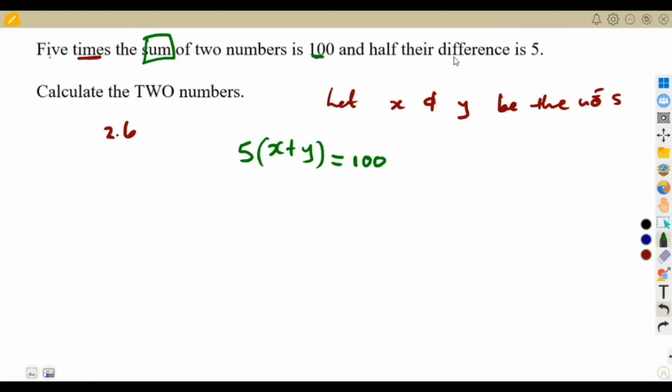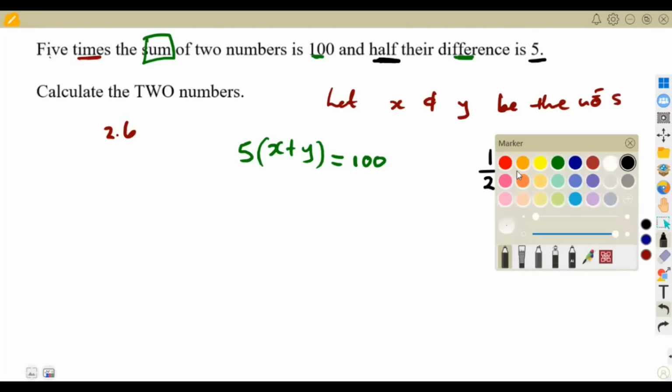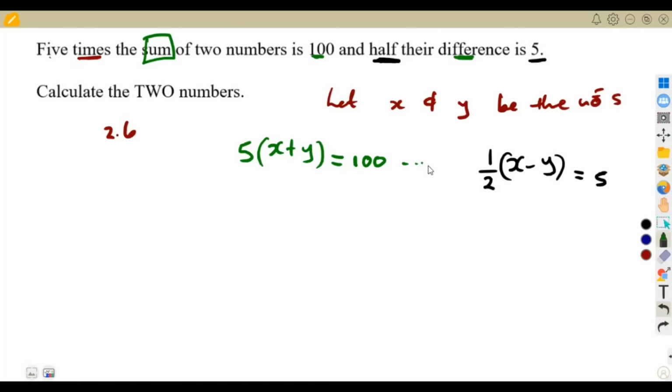And half their difference, the difference means you are subtracting. So we've got another statement: if the sum is x plus y, the difference is x minus y, we are subtracting. But they are saying half their difference, meaning if we multiply this difference by a half, just like 5 times the sum, we must obtain a certain value. 5 times half of their difference is a 5. So half of this must be equal to 5. These are the two equations that we have formulated, and we are going to use them to solve for the value of x and the value of y.